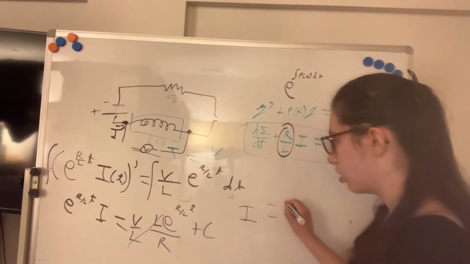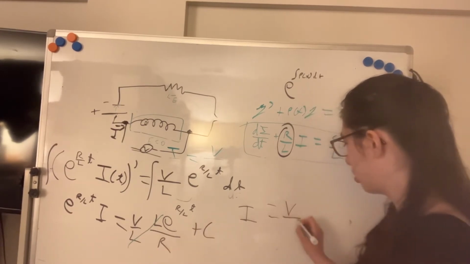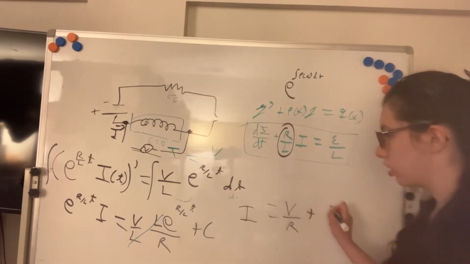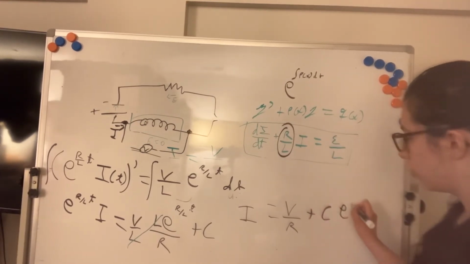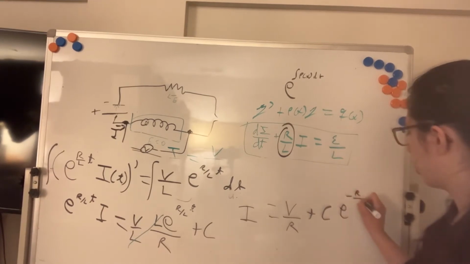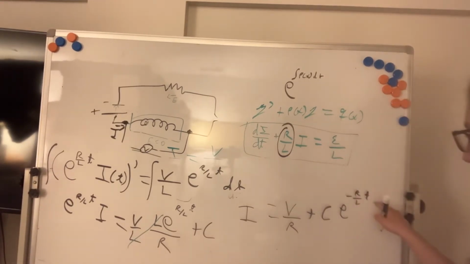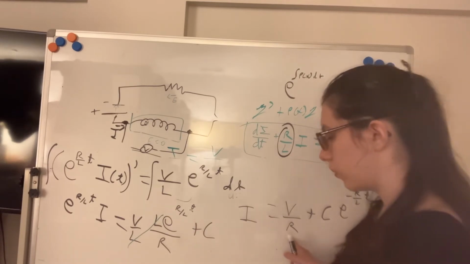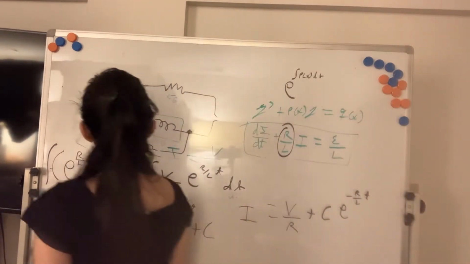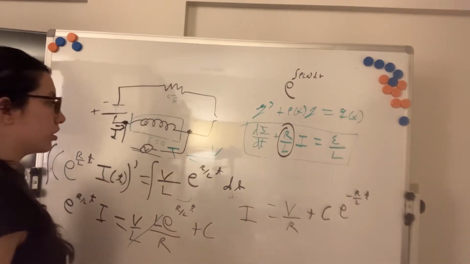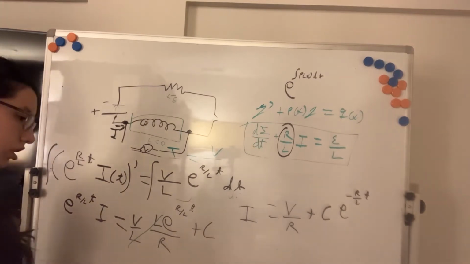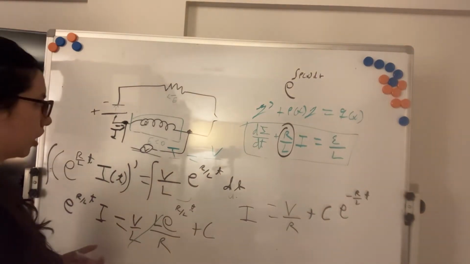V over R, this dies with this, and here we have a constant times e to the negative (R over L)t. Now we know that V over R is the maximum current, and I did not say this. We have a self-inductance here that is L due to the inductor, and the self-inductance is fighting the change in current.